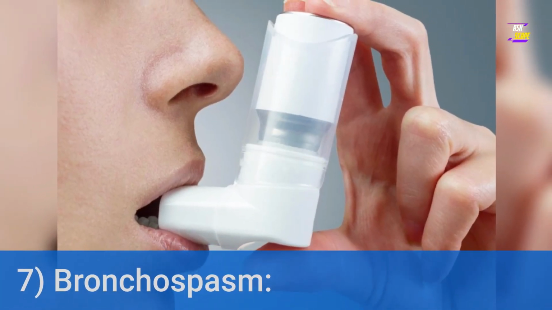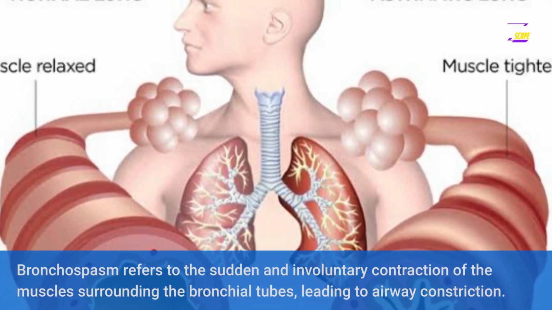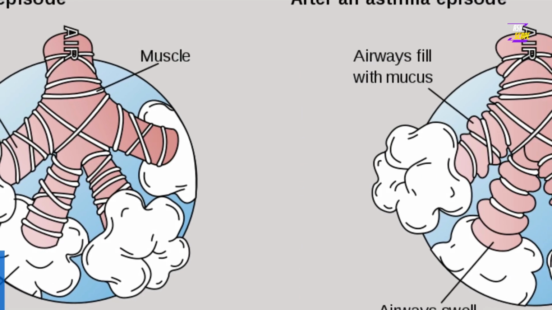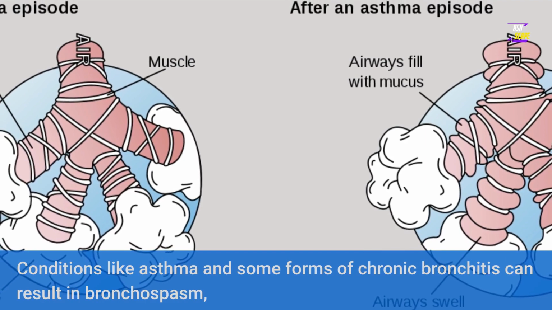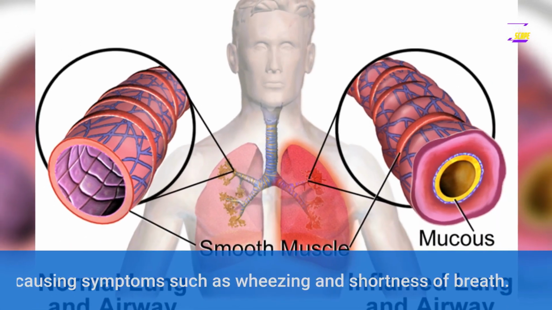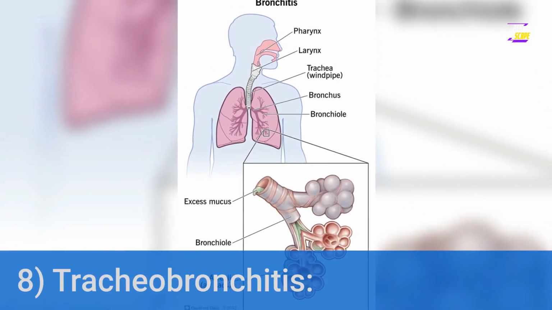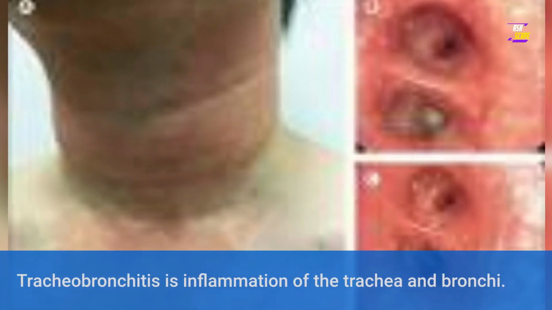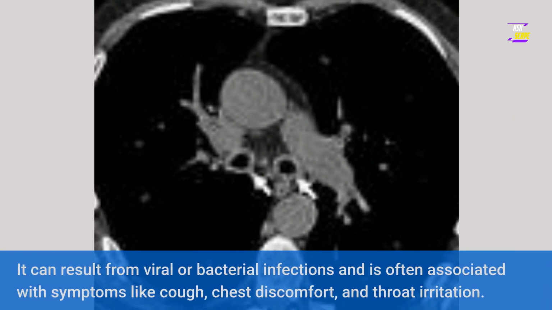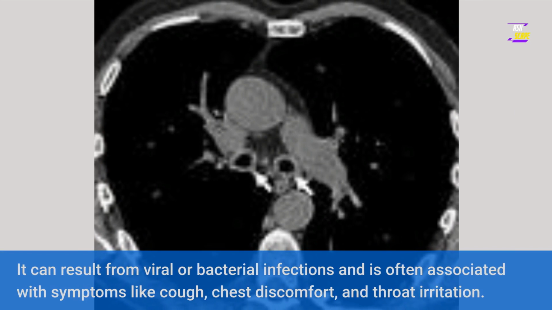7. Bronchospasm. Bronchospasm refers to the sudden and involuntary contraction of the muscles surrounding the bronchial tubes, leading to airway constriction. Conditions like asthma and some forms of chronic bronchitis can result in bronchospasm, causing symptoms such as wheezing and shortness of breath. 8. Tracheobronchitis. Tracheobronchitis is inflammation of the trachea and bronchi. It can result from viral or bacterial infections and is often associated with symptoms like cough, chest discomfort, and throat irritation.